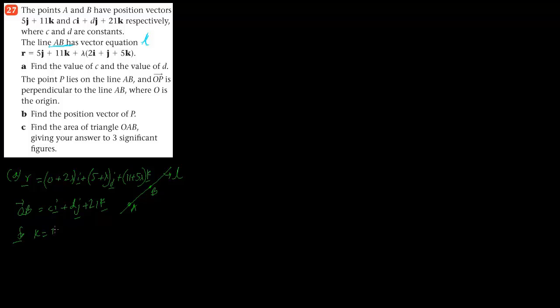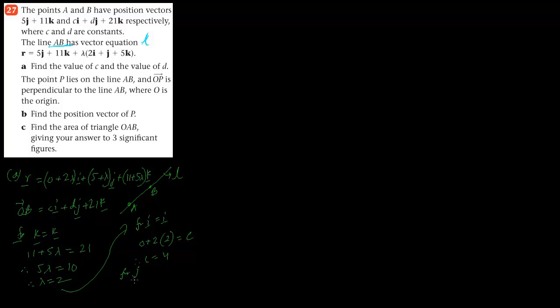So for k equals k, we can write 11 plus 5 lambda equals 21. Therefore, 5 lambda equals 10. Therefore, lambda equals 2. Since we know that lambda is the same for each coordinate, if lambda equals 2, we can write for i equals i, it would be 0 plus 2 lambda, meaning 2 into 2, 4, equals C. Therefore, C equals 4.